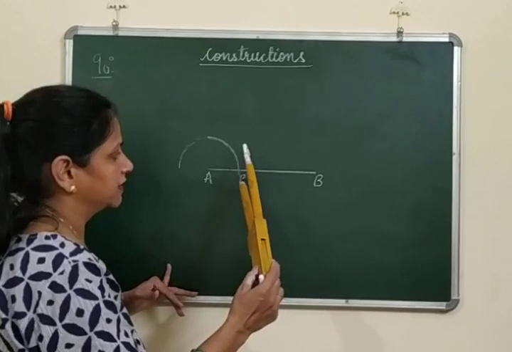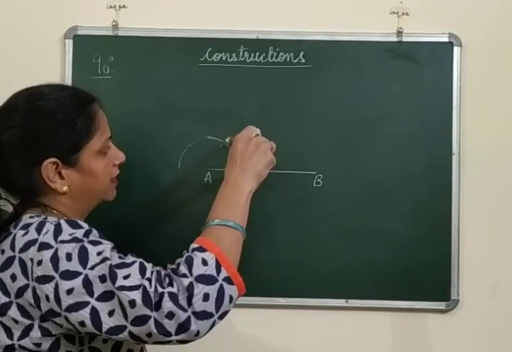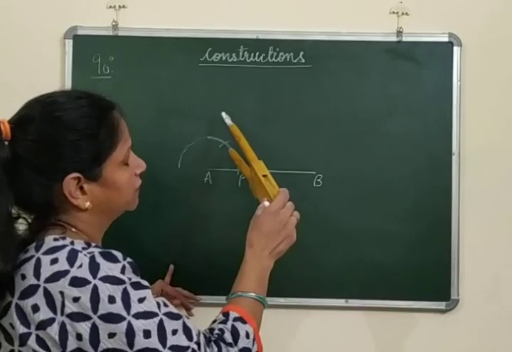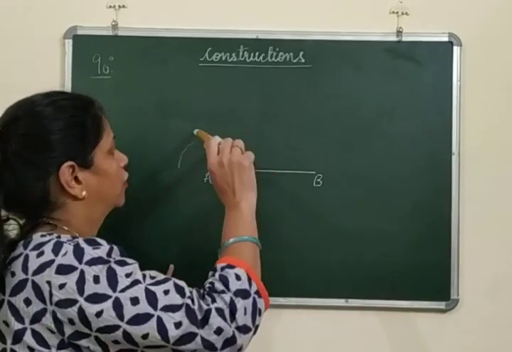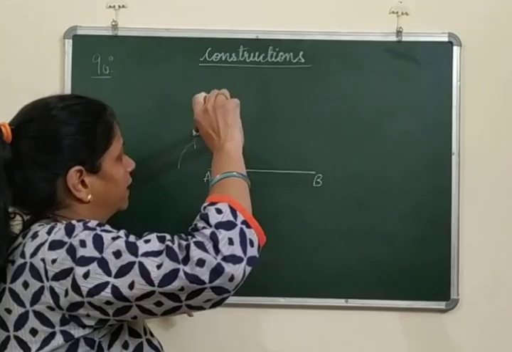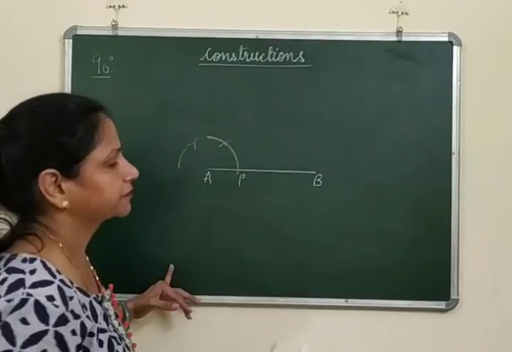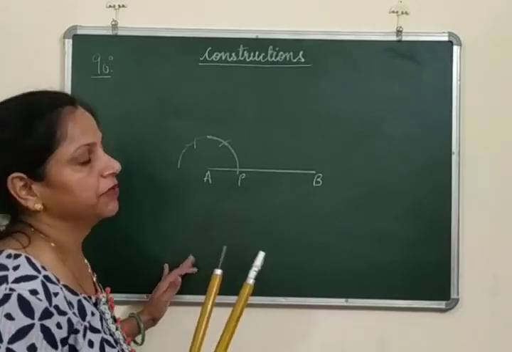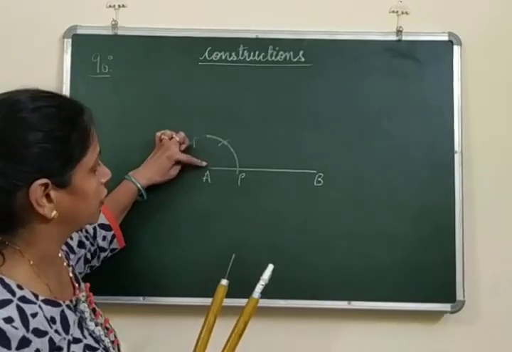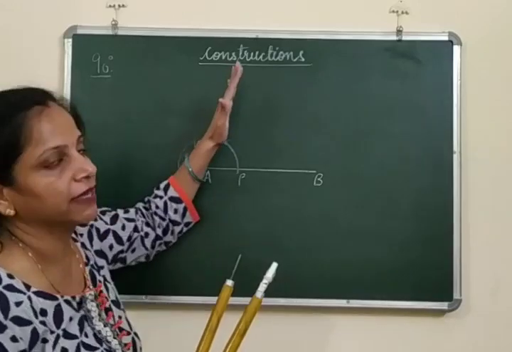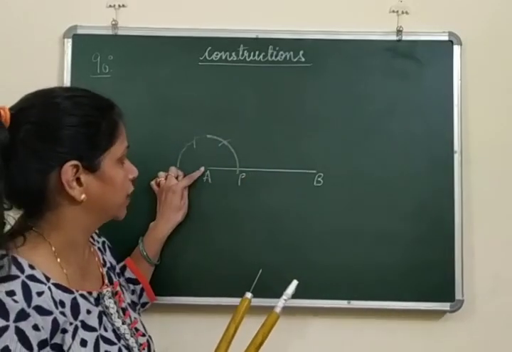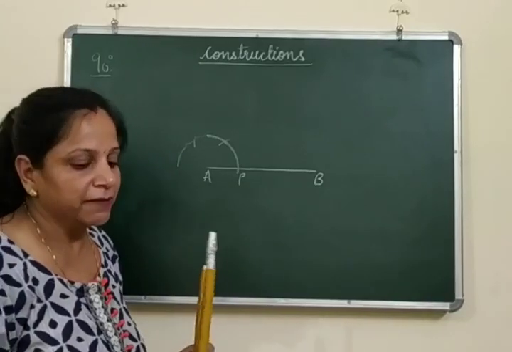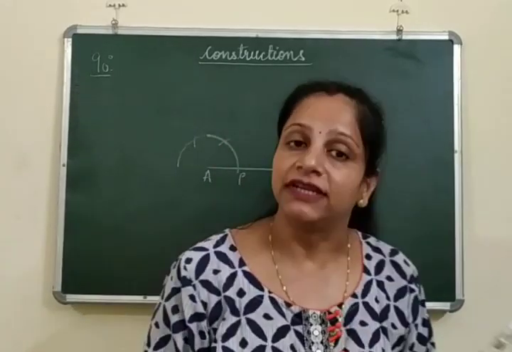From this point, with the same radius, cut an arc like this. Now, with the same radius and the point that you have got just now, make another arc like this, right? We have got two arcs, and if you remember, in the previous video I told you, if you join A with this arc, you get an angle of 60 degree, and if you join A with the second arc, you get an angle of 120 degree, right? But here we have to make an angle of 90 degree.